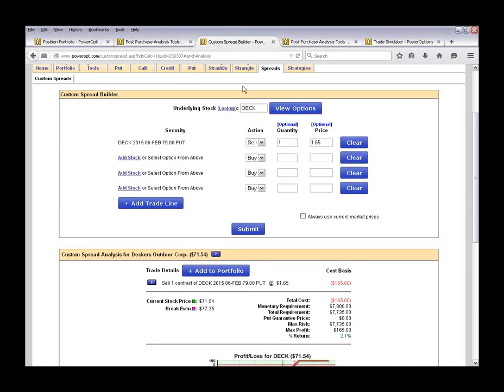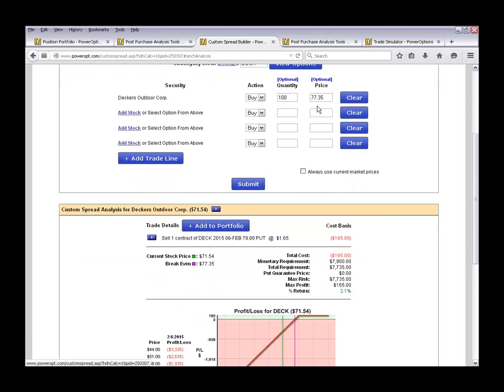Okay, so let's take assignment. Our cost basis would have been 77.35. So let's add our stock in, 100 shares of DECK at 77.35. We have a loss now of about $6, just around $6.